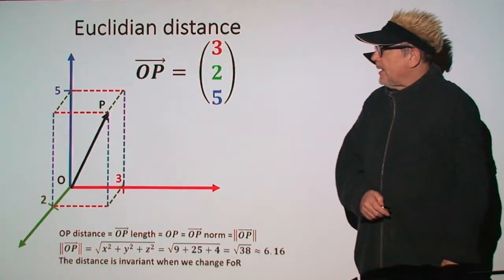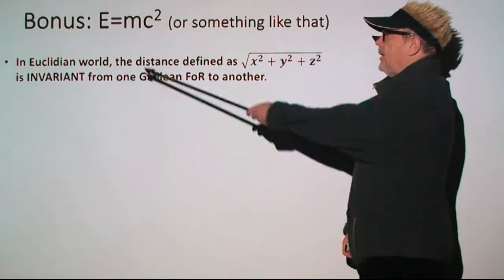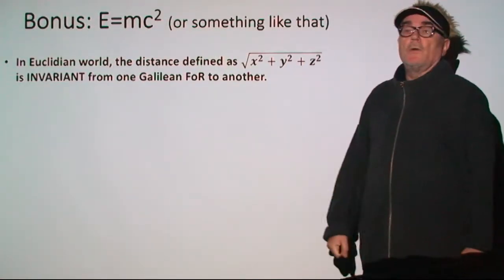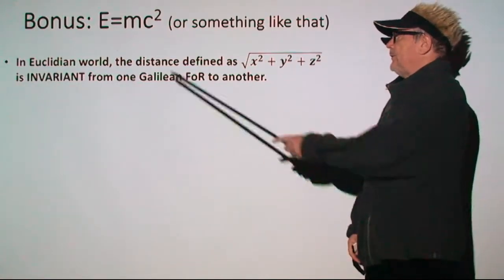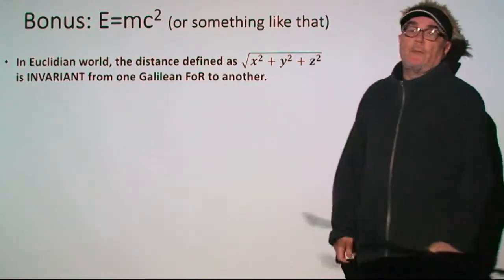Now, let's see what happened with special relativity. So to summarize, in the Euclidean world, before special relativity, the distance is defined as this, and it's invariant from one Galilean frame of reference to another.